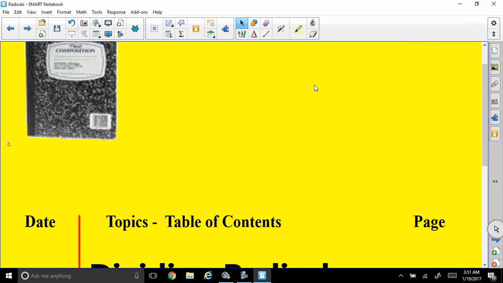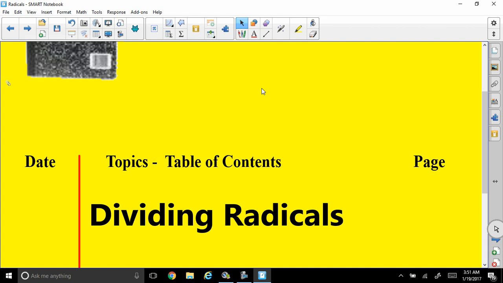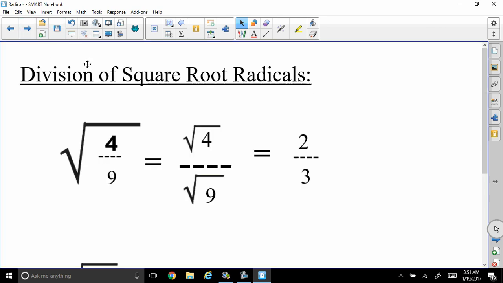This is Dr. Robinson again, and we're going to continue our studies. We are dividing radicals. So, division of square root or just radicals.